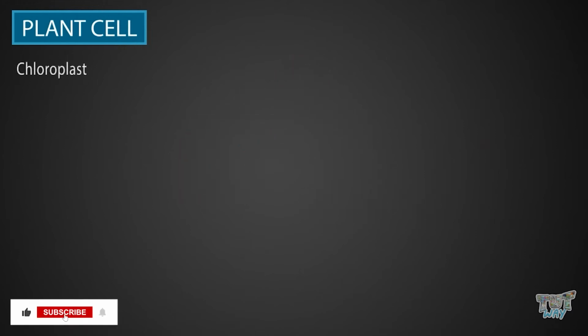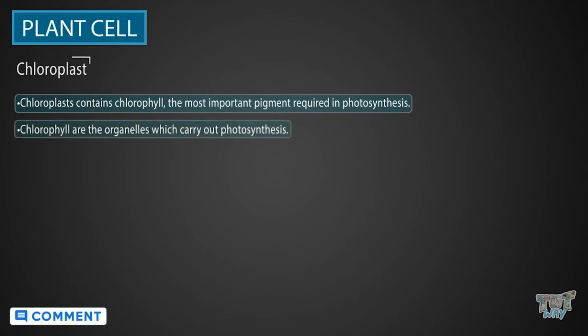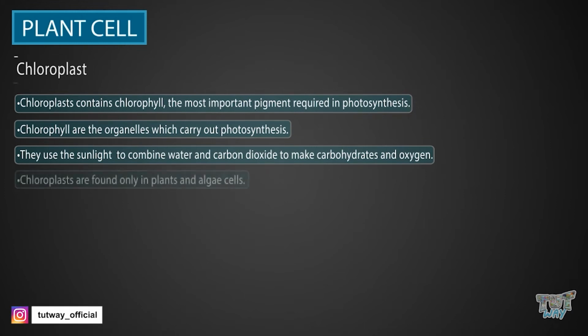Chloroplasts are plastids that contain chlorophyll, the most important pigment required in photosynthesis, and these are organelles which carry out photosynthesis. They use the sunlight to combine water and carbon dioxide to make carbohydrates and oxygen. Chloroplasts are found only in plant and algae cells.